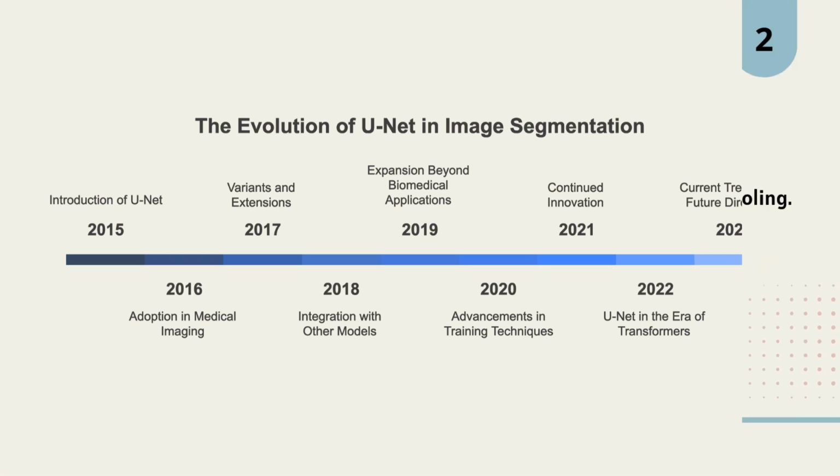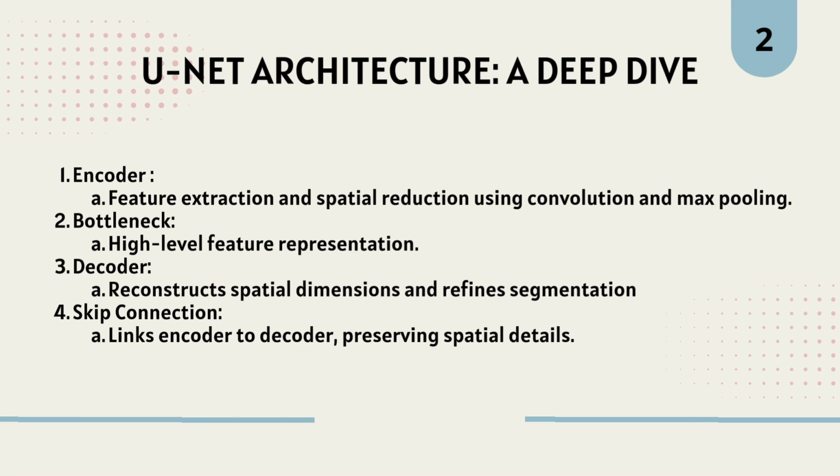Okay, now let's dive into the UNET architecture. It consists of three main components: encoder, bottleneck, decoder. There are skip connections as well. The encoder extracts features from the input image while progressively reducing its spatial dimensions. Each step involves convolution layers, ReLU activations, and max pooling, capturing patterns at various scales. At the architecture's center is the bottleneck, which represents the most abstract, high-level features. It acts as the transition point between the encoder and the decoder.